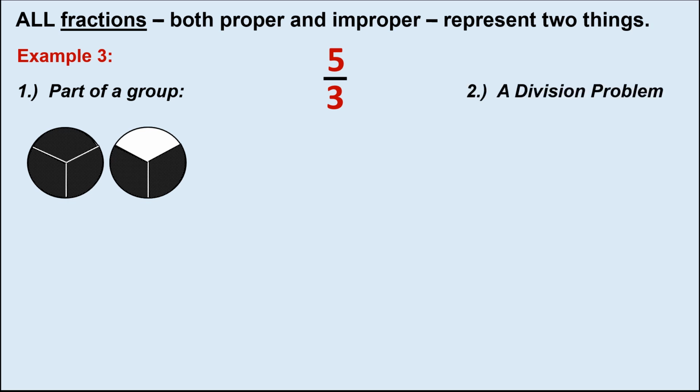Second, the division problem representation. However, it's a little more complicated since improper fractions have 2 possible equivalencies, a mixed number and a decimal. The mixed number is always the easiest to calculate. Roll our fraction to the right, the 5 becomes a dividend and the 3 becomes a divisor as before. We divide. And compute a mixed number 1 2/3 as a quotient.